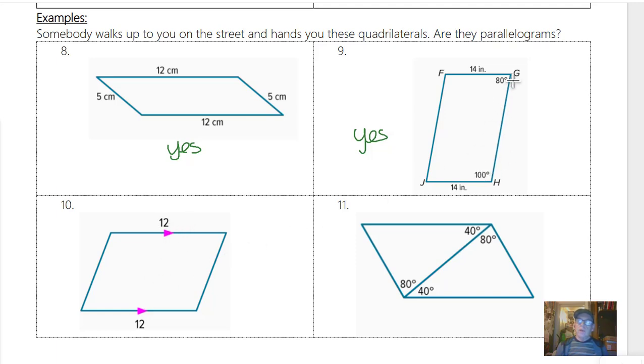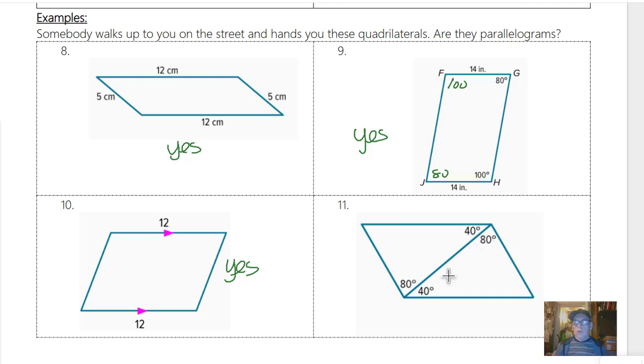What else could we have done there? I guess we could have used same side interior angles being supplementary and got opposite angles congruent for that one also. Here we have a pair of opposite sides, both parallel and congruent. They're marked as parallel and they're both 12s. That's also a yes.